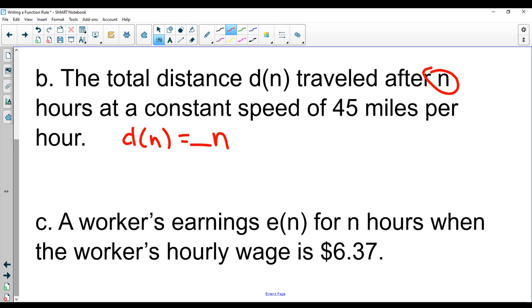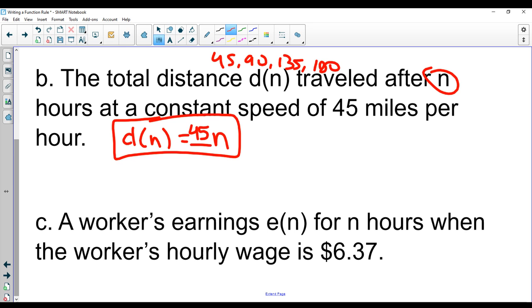So it's like 45, 90, 135, 180. You're adding 45 each time. Or for each hour, you're multiplying it by 45. So this one is just going to be 45n as your function. Because n is the hours you're plugging in. So if you've gone 4 hours, it'd be 4 times 45, which is the 180.